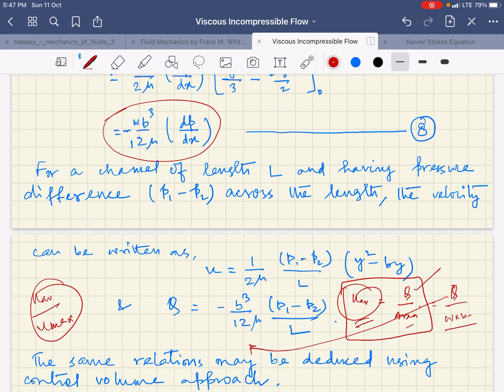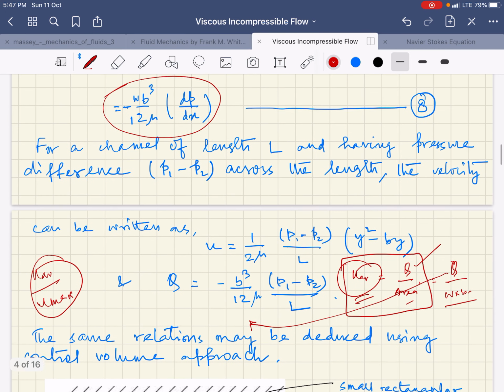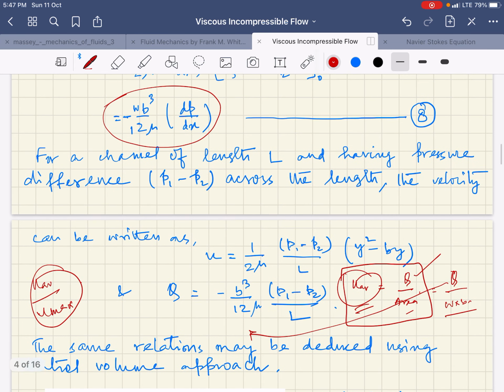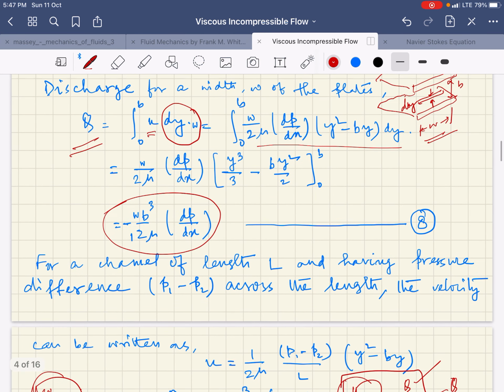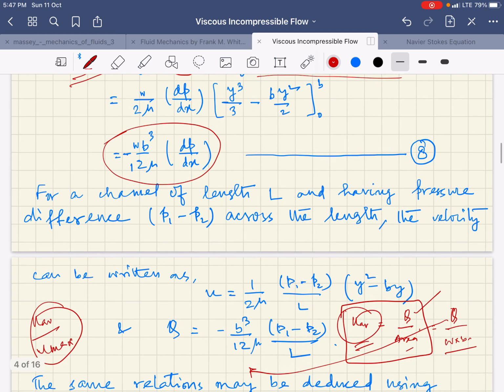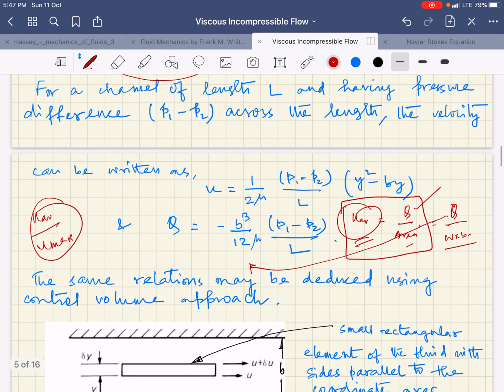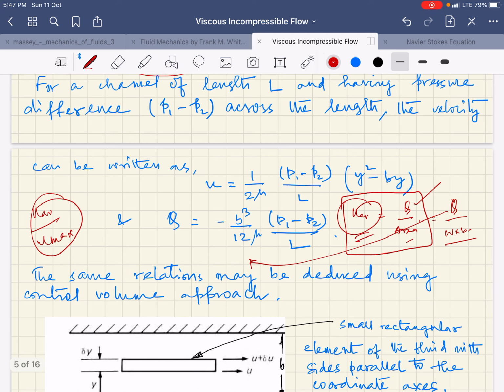Sometimes it has some non-dimensional manner. Sometimes we need to put in this fashion. So the fundamental thing is that you need to find out first the velocity expression or the velocity profile, and then the discharge, and then whatever you want you can find out.